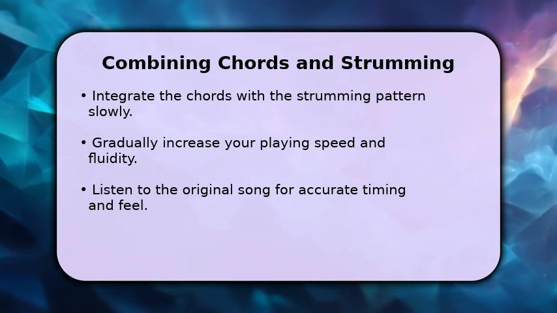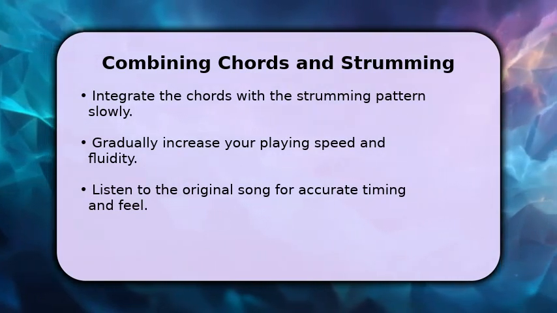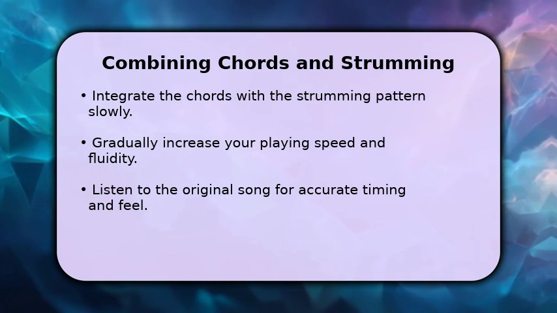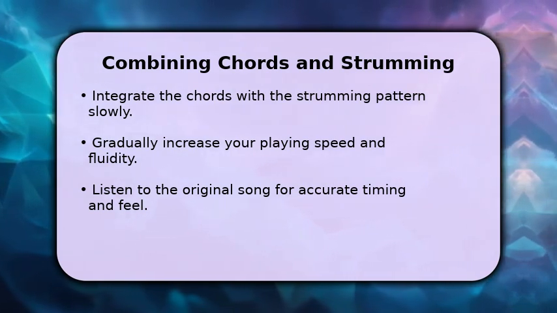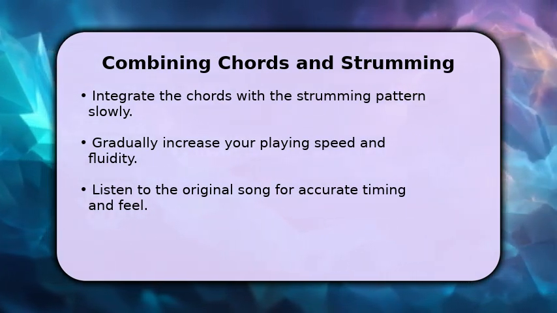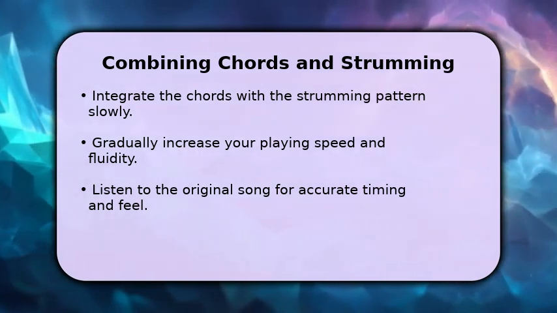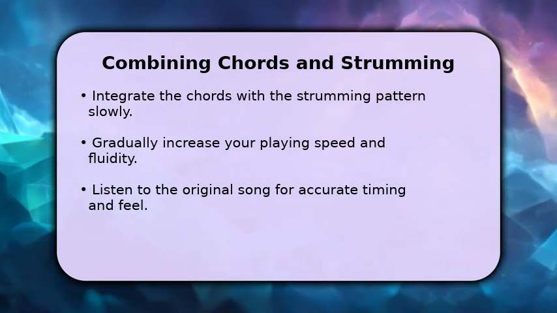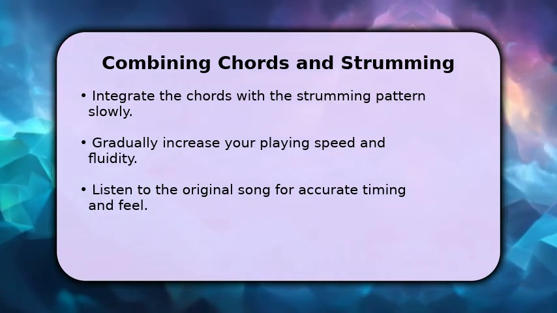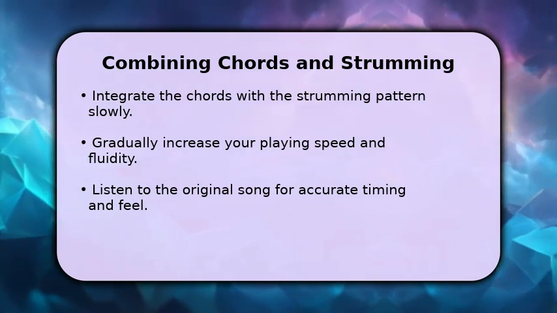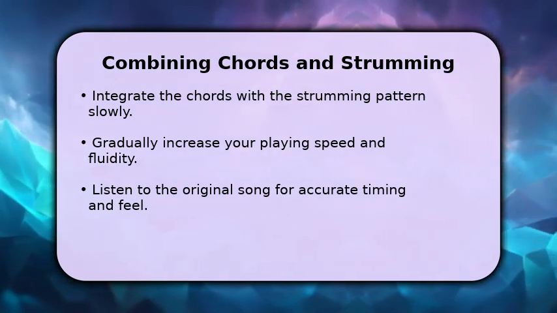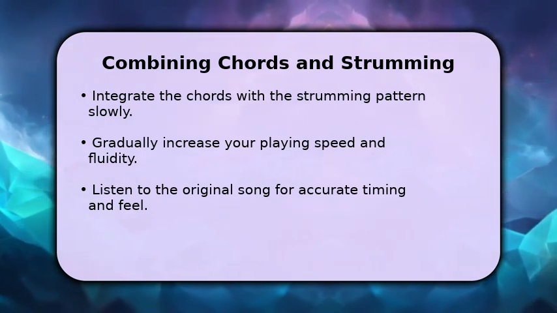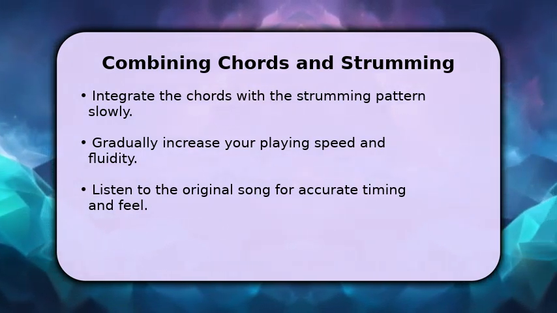Now it is time to put everything together. Begin by practicing the chord changes with the strumming pattern at a very slow pace. Focus on smooth transitions between the C, G, A minor, and F chords. Once comfortable, gradually increase your speed. Remember, consistency is more important than speed initially. Listen to the original Fable song to capture its unique timing and emotional depth. Enjoy playing.